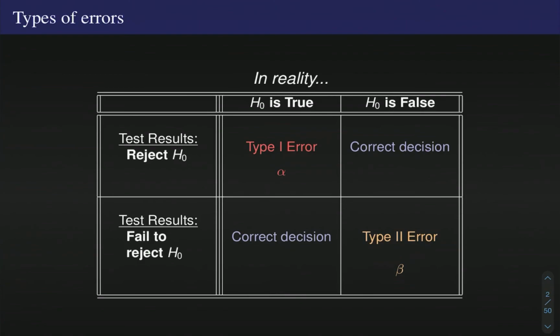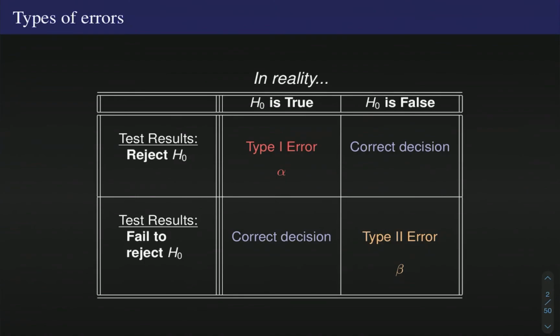Now, we can always compare this to a sort of thought experiment, where what if we knew the true population parameter and we could say whether or not H0 is true or false, right? So we can compare what our hypothesis test is telling us to do. Remember, this is a decision based on data.